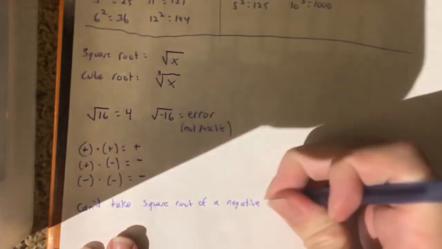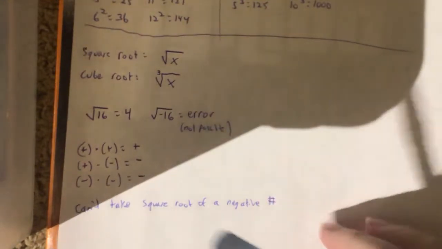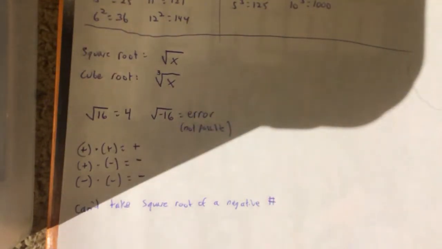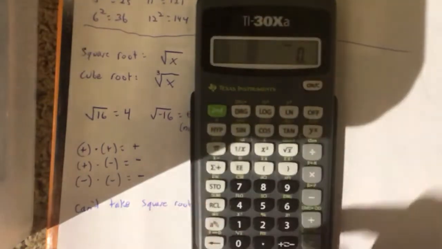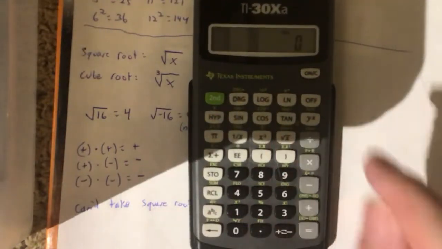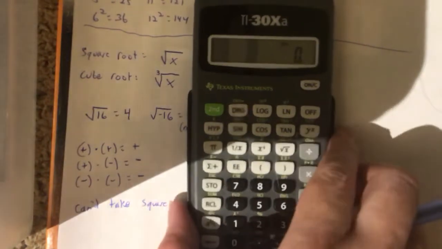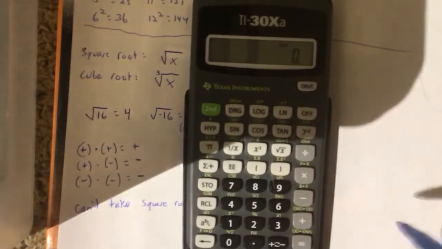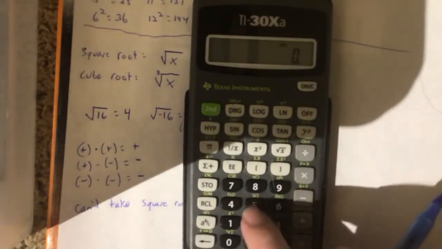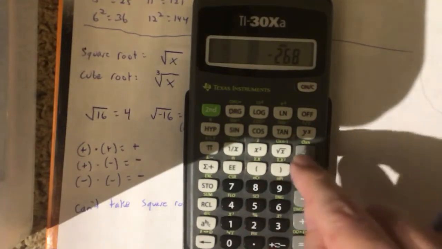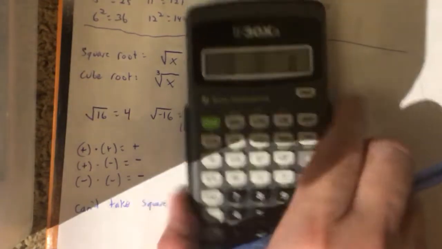I can't take the square root of a negative number. It's not possible. The smallest number I can do the square root for is 0. If I check 0 and then take the square root, it's 0. So I can do 0, but I can't do any negatives. I'll type in any negative number. Let's try negative 268. Square root doesn't work.